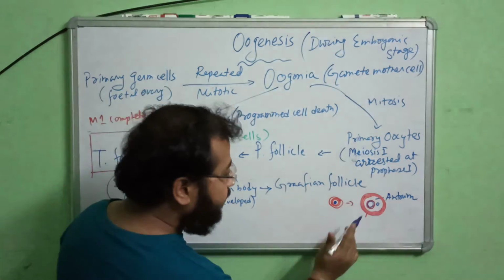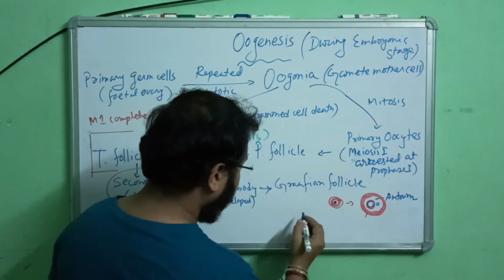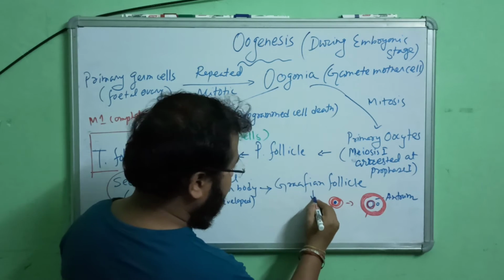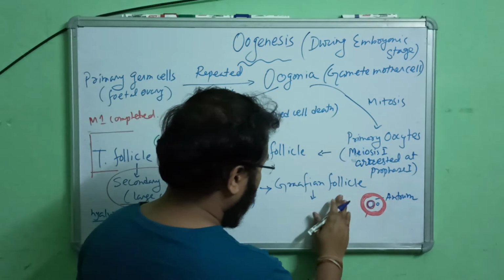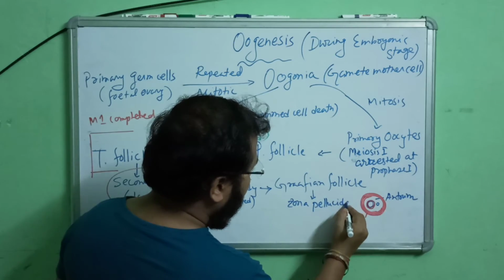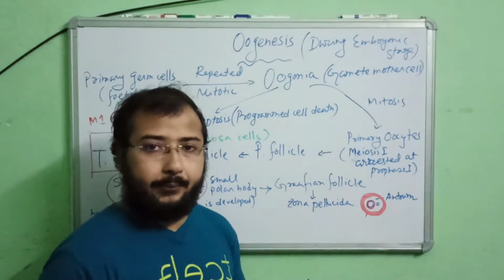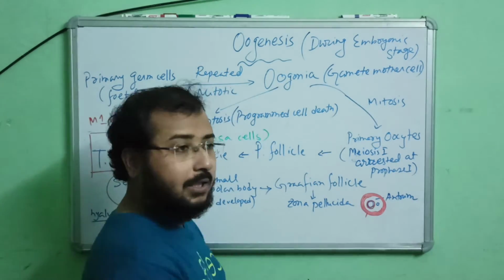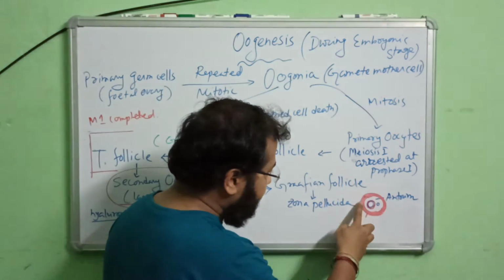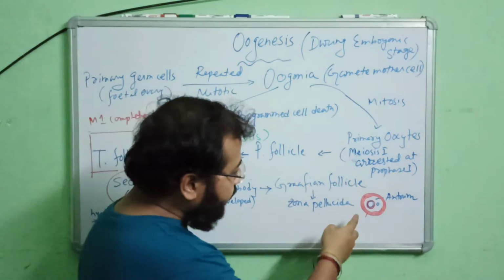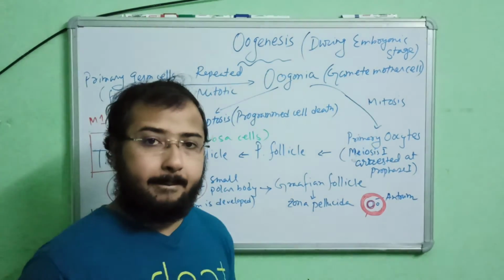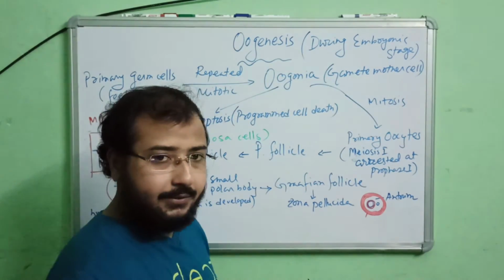Okay, the name of this layer is, okay, I am writing here the next step. It is known as zona pellucida. Zona pellucida. Okay, around the ovum the layer forms. So the tertiary follicle matures into Graafian follicle, and the egg within it forms its own layering around, known as zona pellucida. Okay, now what happens?